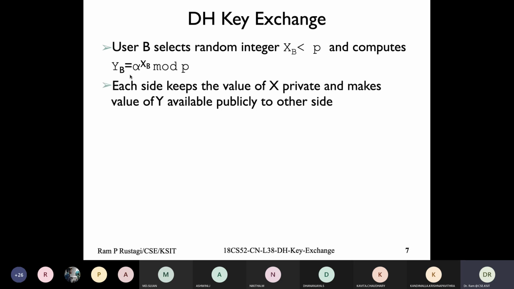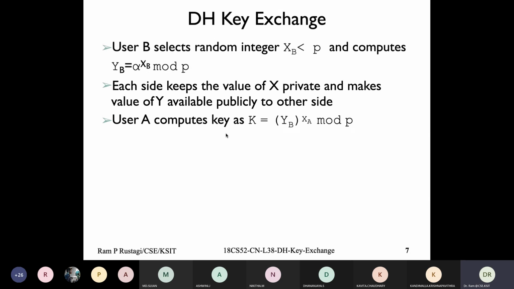User A sends its computed value YA to B, and user B sends YB to A. That means intermediate users can also know YA and YB, but they cannot figure out XB, because that requires computing the discrete logarithm. And it is very, very hard to compute the discrete logarithm, even today, when P is large.